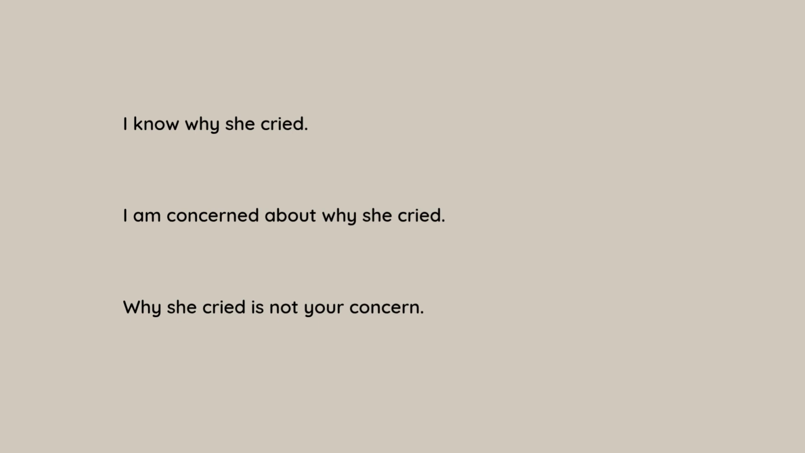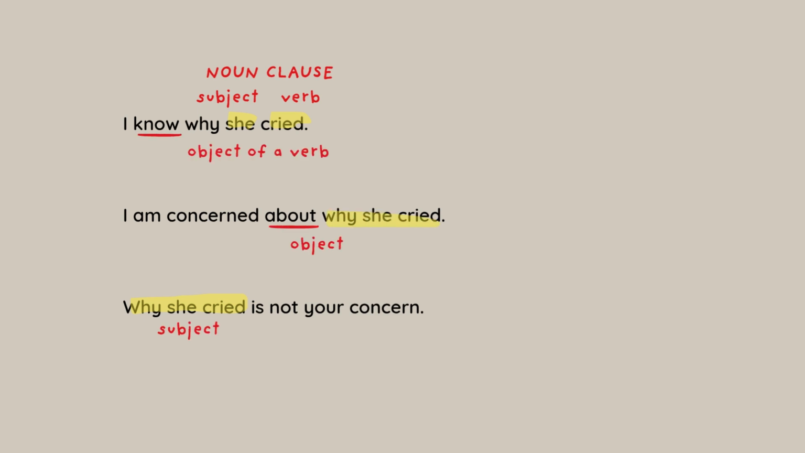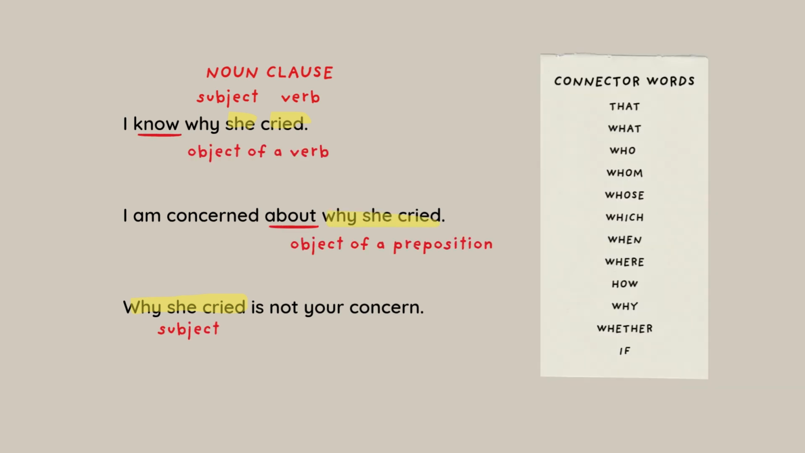A noun clause is a group of words with a subject and a verb that functions as a noun. This means the entire clause can act as the subject, object of a verb, or object of a preposition. They often begin with connector words like that, what, who, whom, whose, which, when, where, how, why, whether, if.